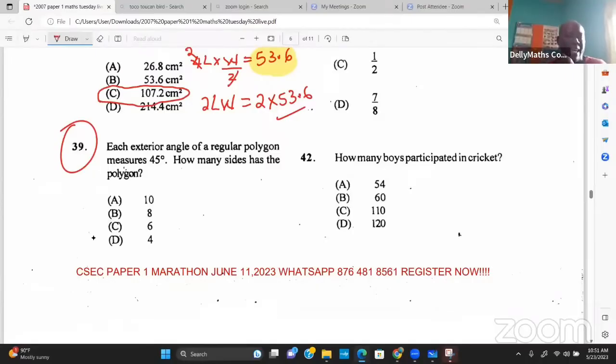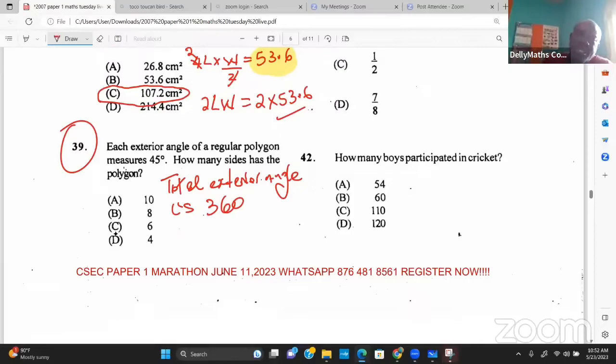How many sides? All right. What we want to do is to understand this idea. It doesn't matter how many sides you have. The total exterior angle is always 360. If you have 100 sides, when you add up all the exterior angles, it's going to come to 360. If you have a triangle, you add up the exterior angles, 360. It doesn't matter. Total exterior angle is 360.